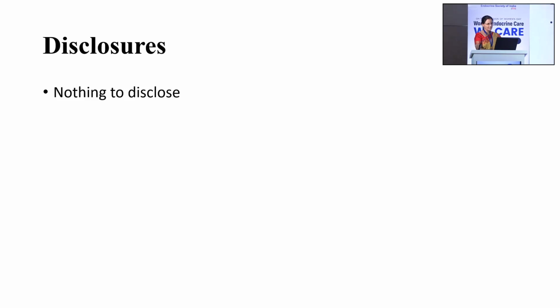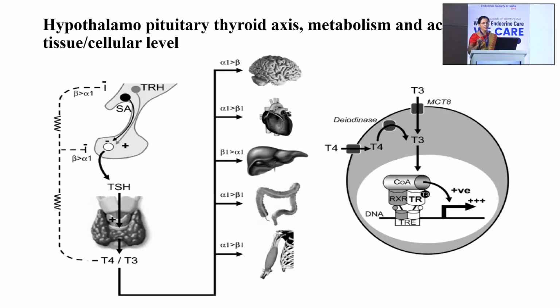Nothing to disclose. Before learning about the difficulties in interpretation, we have to have sound knowledge of how the normal hypothalamo-pituitary-thyroid axis works. From the hypothalamus comes TRH, as we have been learning since MBBS, and from the pituitary TSH, acting on the thyroid to produce T3 and T4. There is a feedback regulation, so any minute changes in the T3 and T4 levels will be conveyed to the pituitary or hypothalamus, causing a change in the TSH levels.